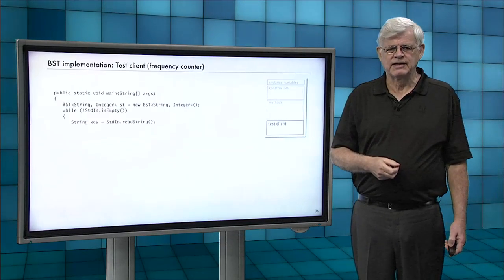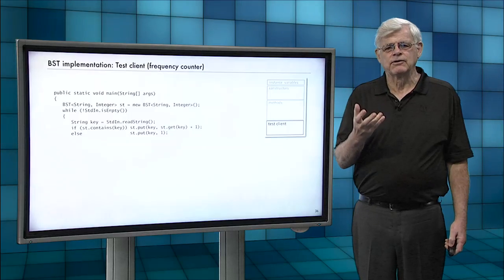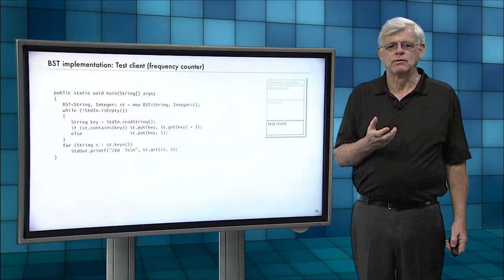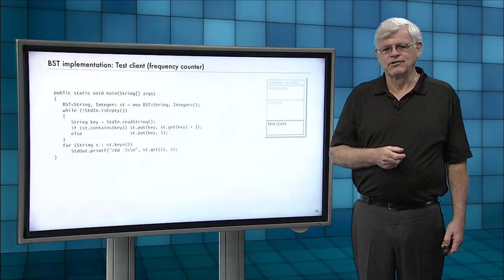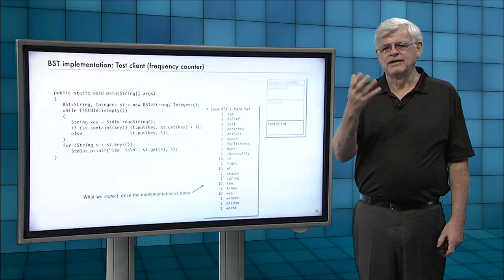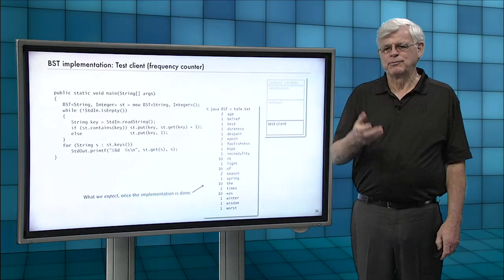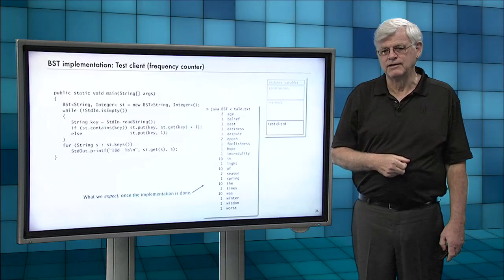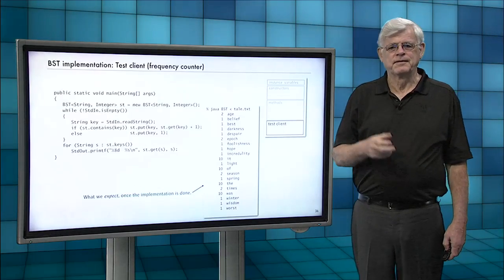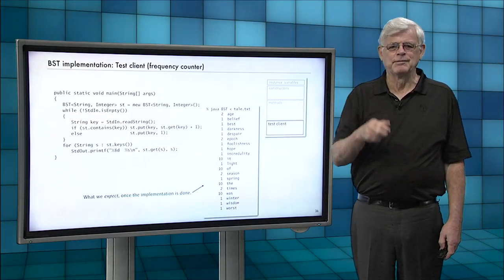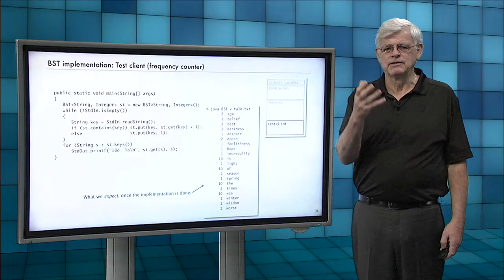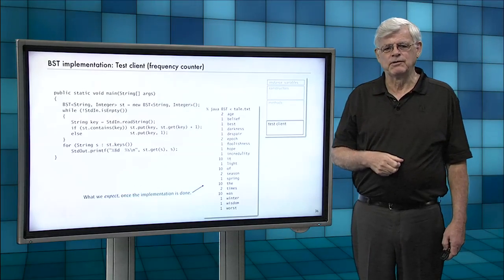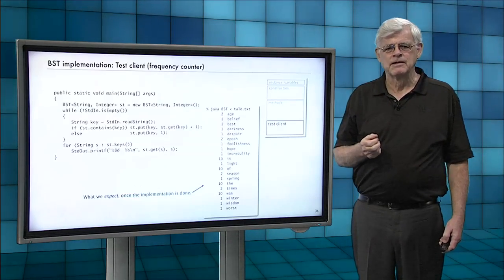Okay, what about the test client? We already looked at that. That's the frequency counter test client that we looked at before. That tries out all our code. And so we expect it to do the frequency count and actually print out the keys in sorted order. The example we did before, we sorted them again based on the frequency count, but this is the behavior that we expect from our symbol table.